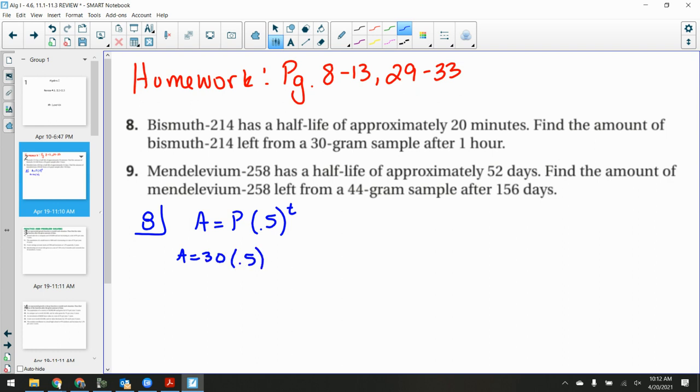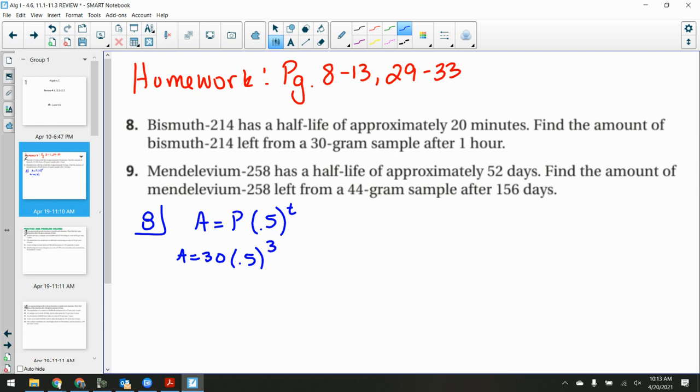Now, this is the more difficult question. Let me go with Tyler here. What is my T in this case? Remember, for half-life, my T is how many cycles of half-life it goes through in that time period. I'm on number 8. It's 20 minutes for the half-life, and I'm going through 1 hour. So how many cycles does it go through? How many times do you go through 20 minutes in 1 hour? 3. T is 3 in this case.